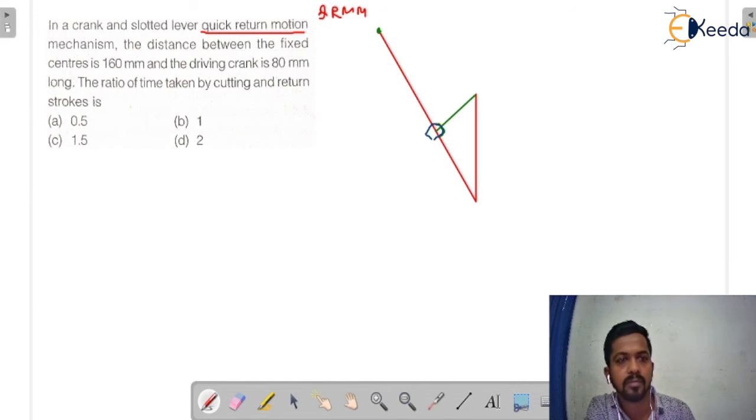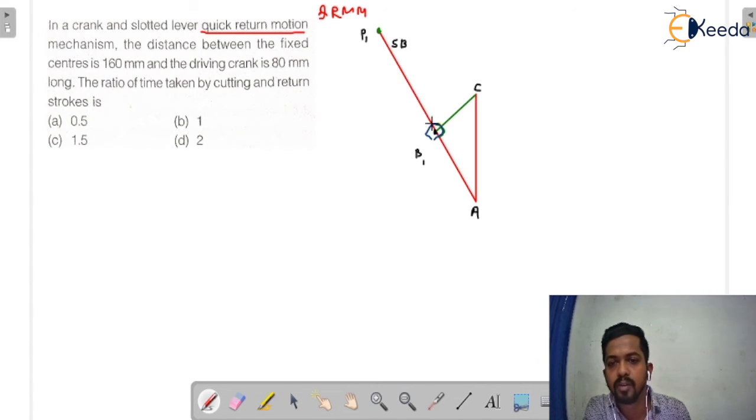Zero velocity means the slider is at B1, and that is P1. Basically this is our slotted bar. So AP1 is the length of the slotted bar, and this is C. So BC is the length of the crank. This is the slider which is inserted into the slotted bar, as well as connected to the crank.